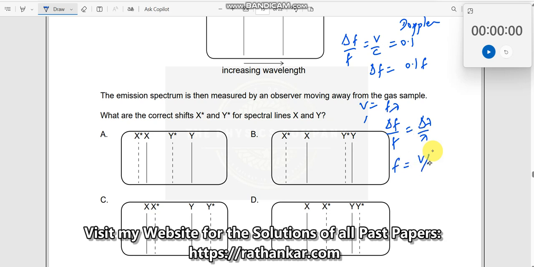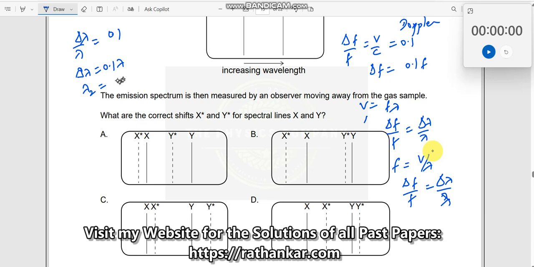F is equal to V by lambda. This might be clearer to you, and thus I can say delta F by F is equal to delta lambda by lambda, because velocity is constant. I hope now you have got this. Now I'll replace this with lambda, because I have everything in terms of lambda here. So delta lambda by lambda is equal to 0.1, or delta lambda is equal to 0.1 times lambda.